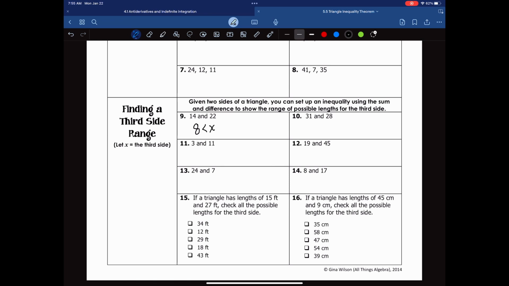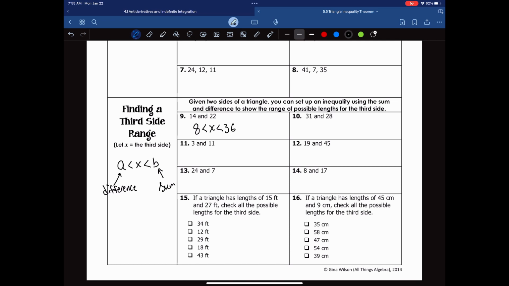And then we're going to add those two up. We're going to add up 14 and 22, and we get 36. That's my upper bound. I can't go any higher than that. So that's it. There's your inequality. So in general, you have A is less than x is less than B, where A is your difference and B is your sum. That's it. That's seriously it. That's the only thing that we're doing here.